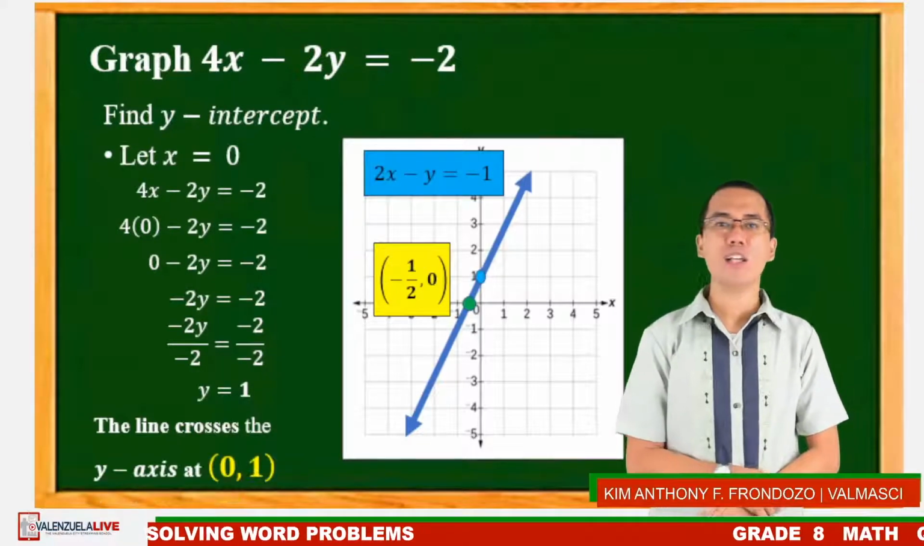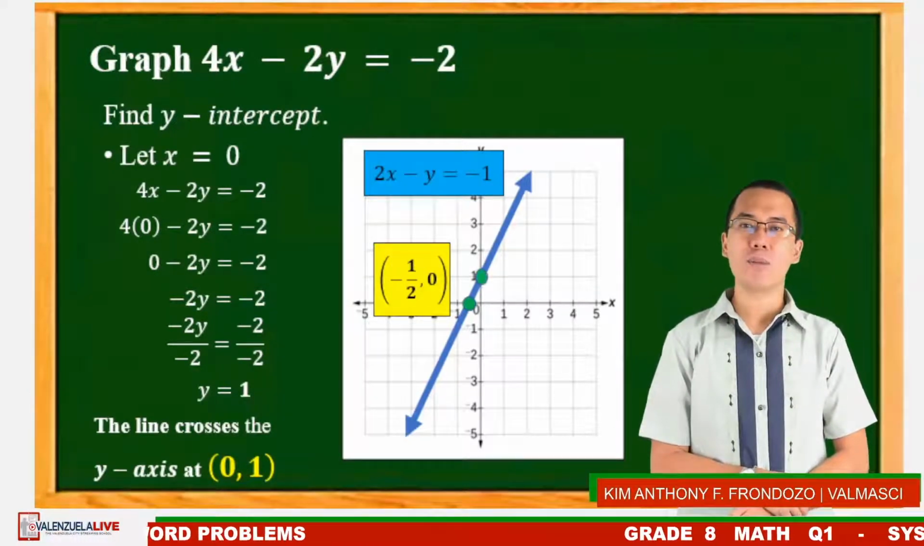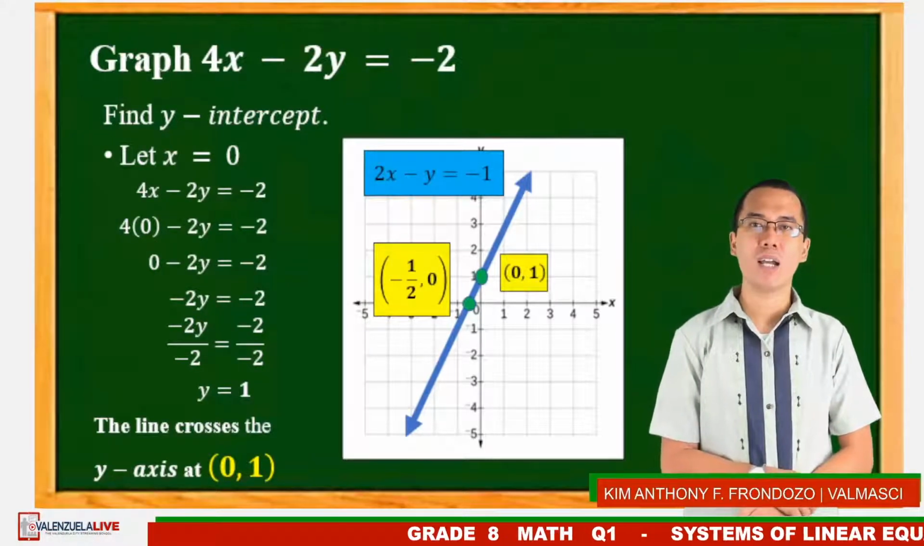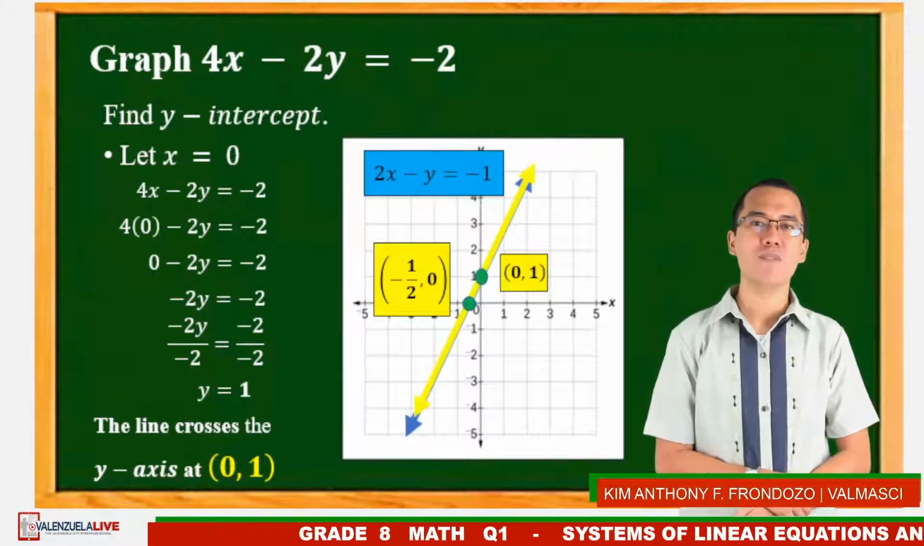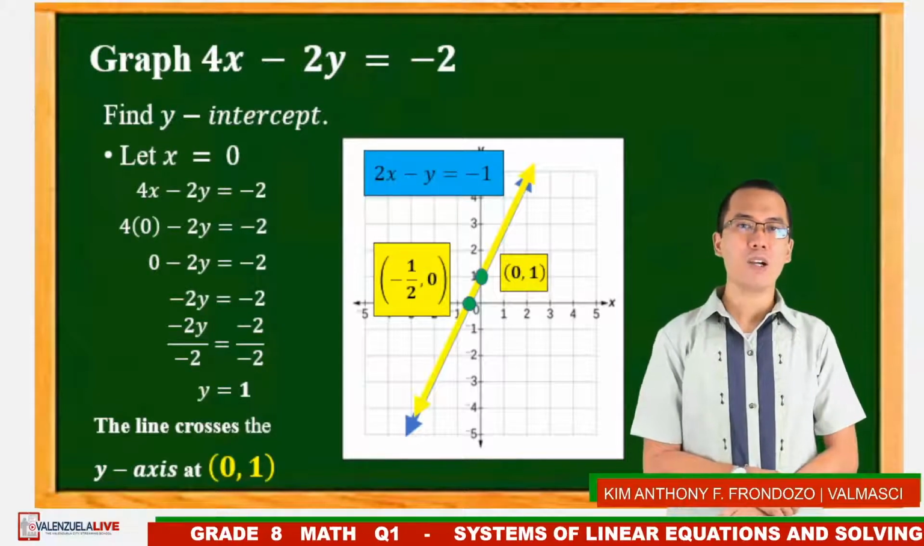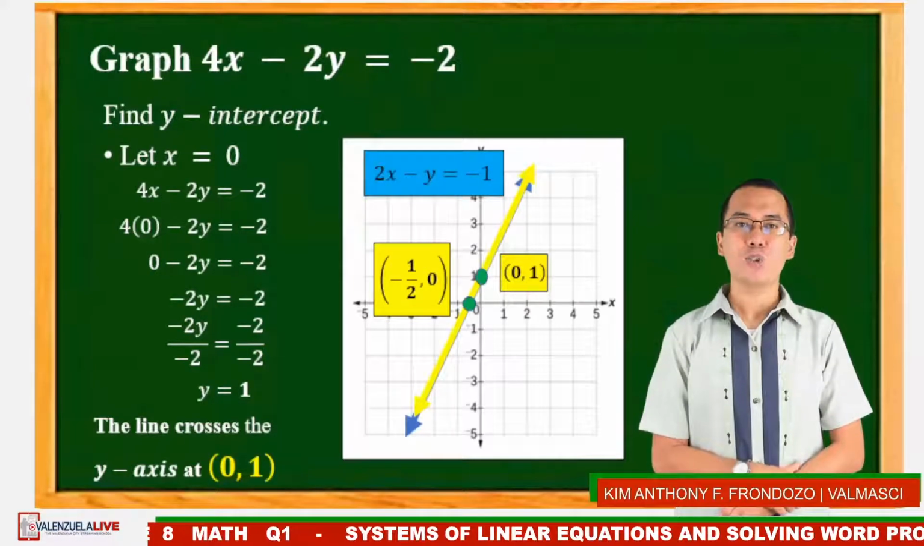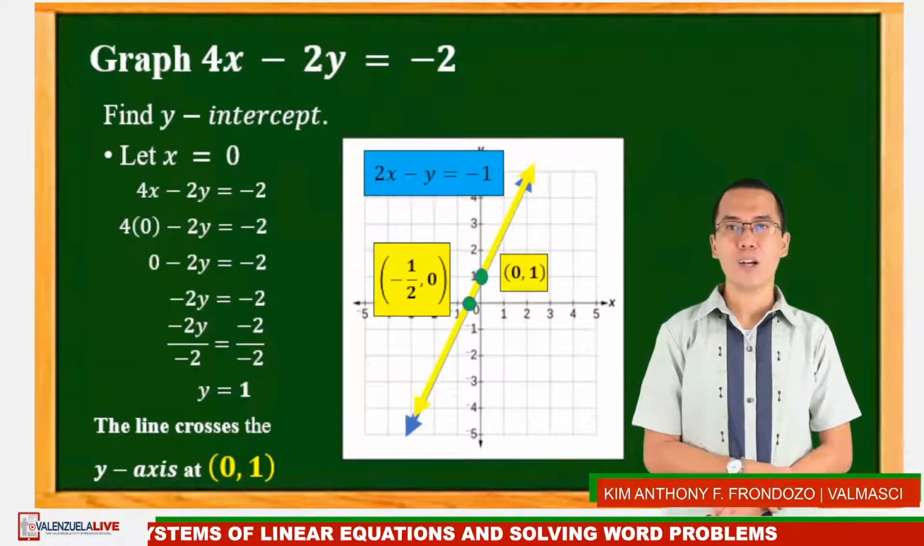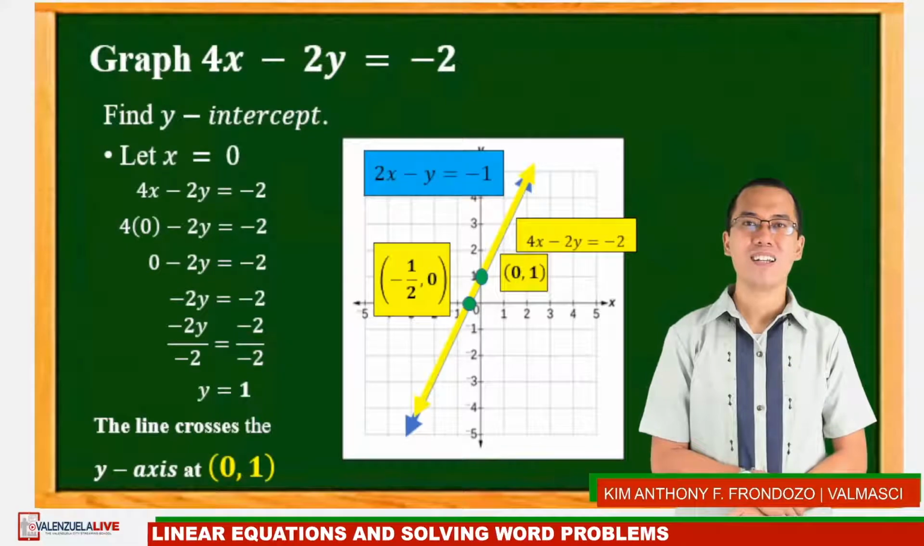Plotting the points on the Cartesian plane and connecting the points, this is the graph of the linear equation 4x minus 2y equals -2. If we look at the graph, the two lines overlap each other. Hence, the lines are coinciding lines.